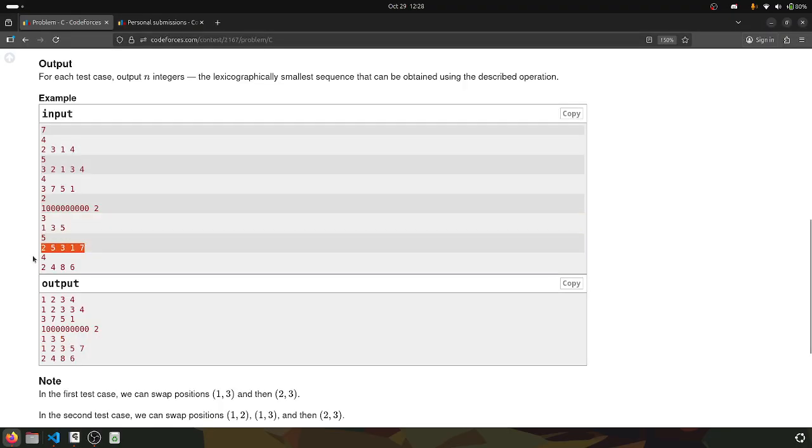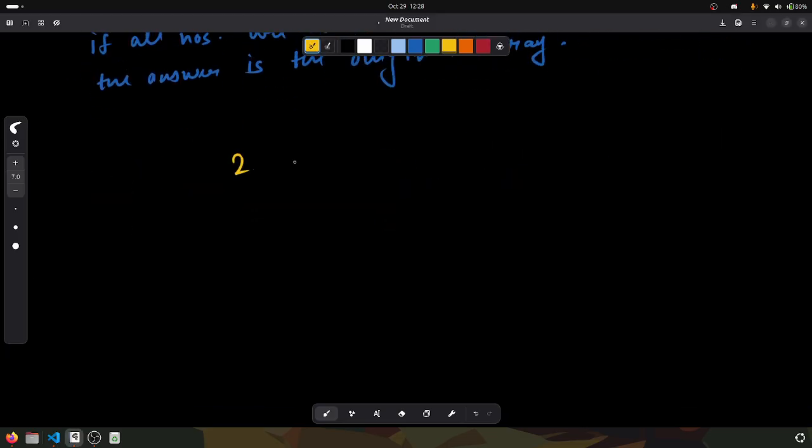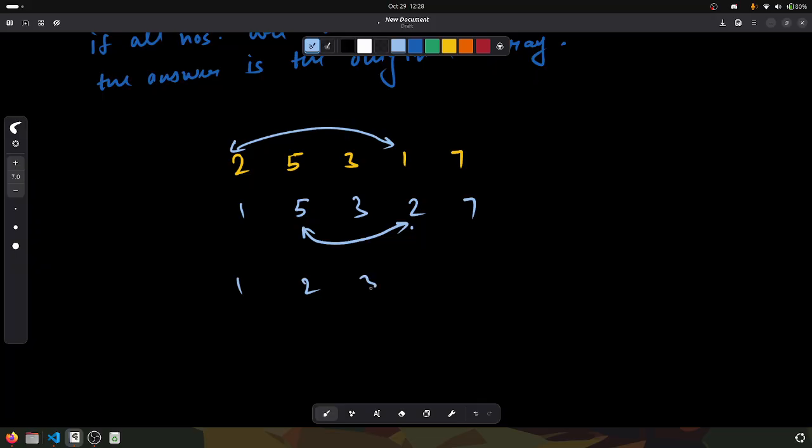So 2, 5, 3, 1, 7, let's check this out. Let's again start with the same strategy. We see 1 here, so we'll try to put 1 in the beginning. We will do this operation, 1, 5, 3, 2, 7. Now again 2 and 5 are different parity, so we can perform this operation. So 1, 2, 3, 5, 7. The answer for this test case will be 1, 2, 3, 5, 7.